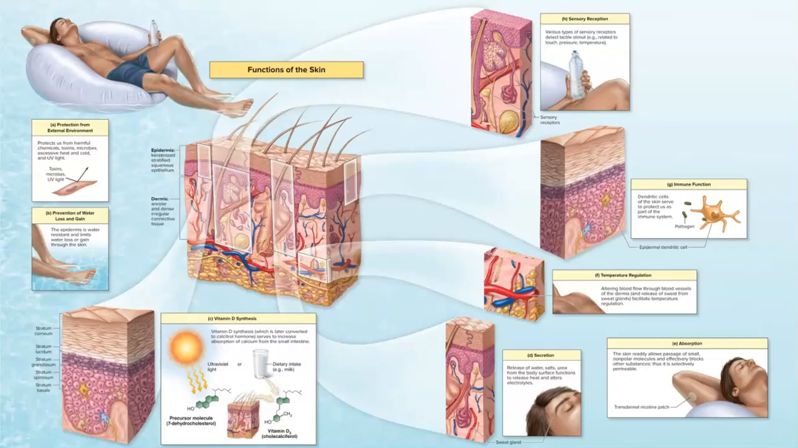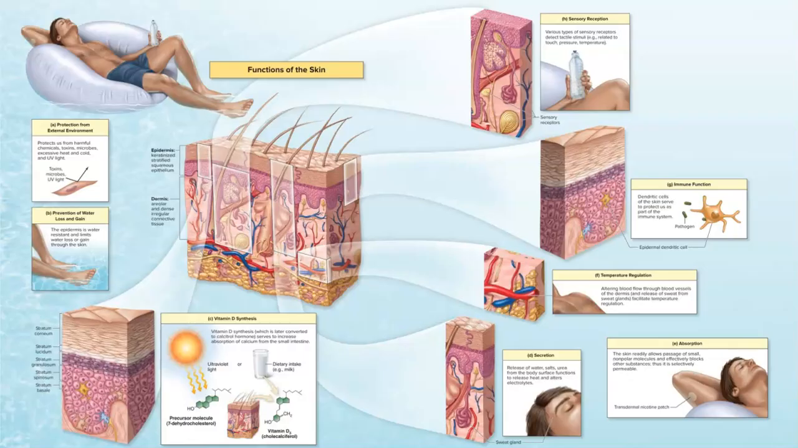All right, a couple more functions of the skin include the immune function, and we've talked about this already when we talked about those dendritic cells that we find in the stratum spinosum of the epidermis and also the dendritic cells within the dermis. Now, these, of course, are important in initiating an immune response when pathogens have penetrated the skin, and the dendritic cells in the dermis help us to mount an attack against epidermal cancer cells.